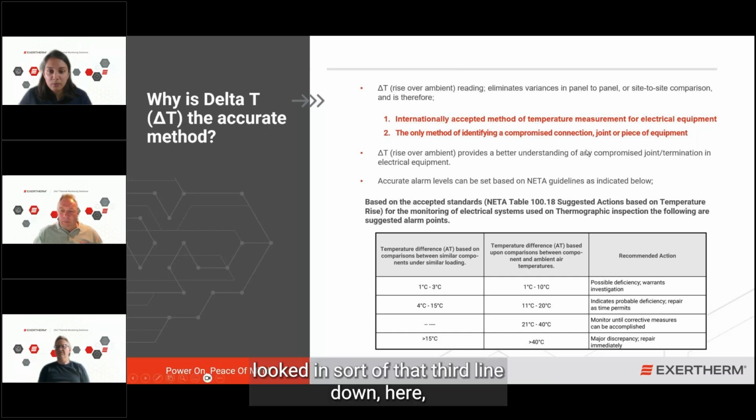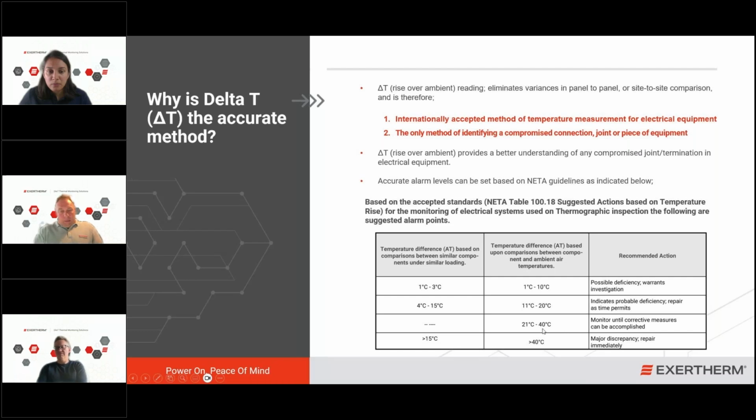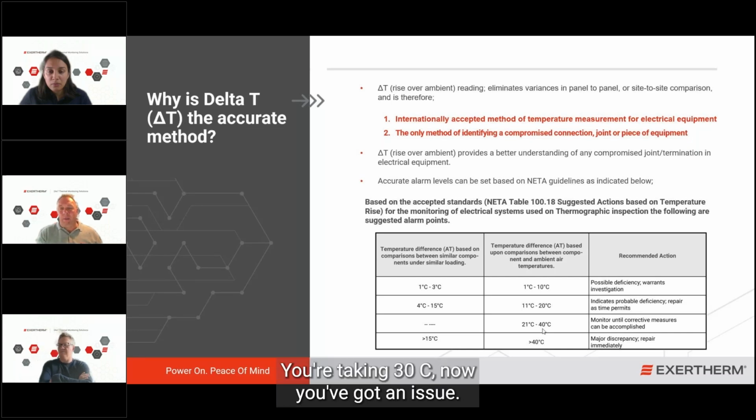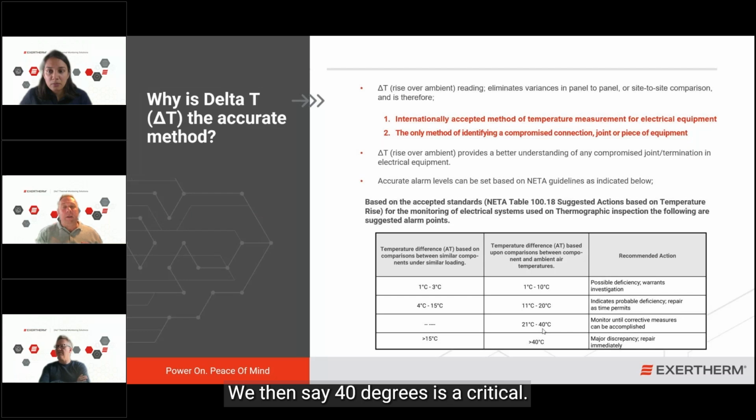If we look at that third line down here, once you get into that level, there's no argument. It could be full load, but no, you do have a problem. If you're hitting 30C, you've got an issue. So raise a warning alarm. We then say 40 degrees is a critical, but that's not set in stone.